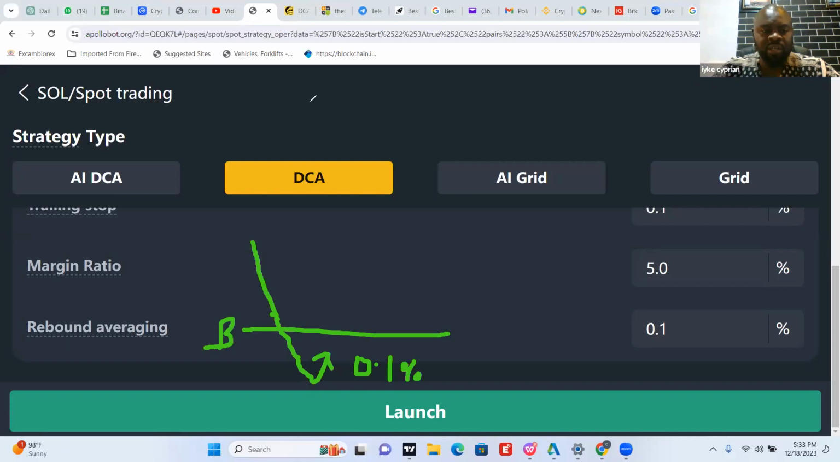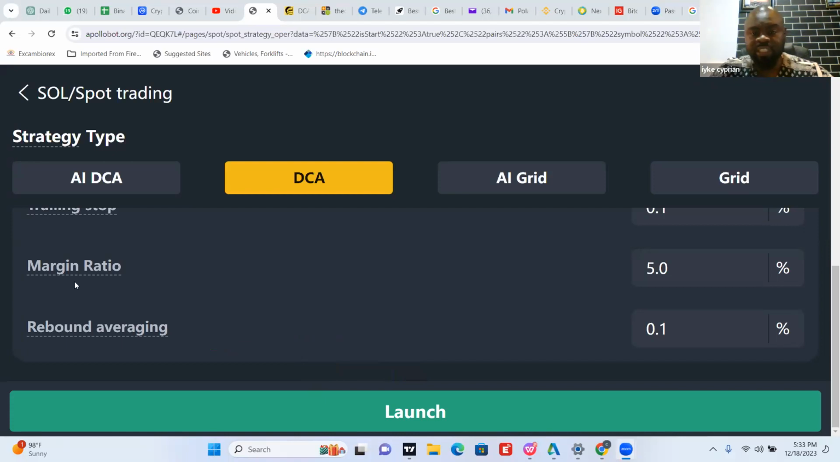So that's rebound average. Because there are always new things to learn. I wanted to see if there are other questions I could answer. Okay, short-term trades in spot.